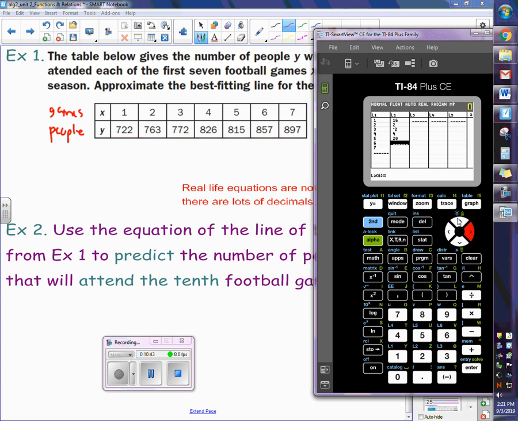Then go to L2, make sure you go all the way back to the top and line up with 1 before you enter the Y value that goes with 1. So 722. Again, hit enter after each one. 763, 772, 826, 815, 857, and 897.